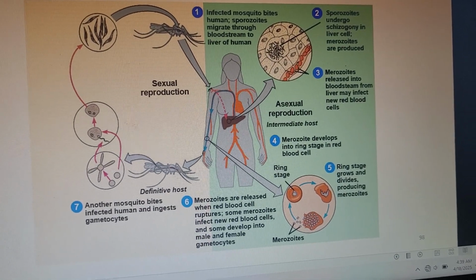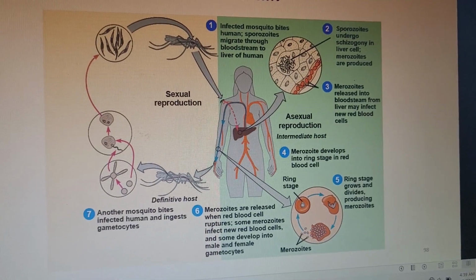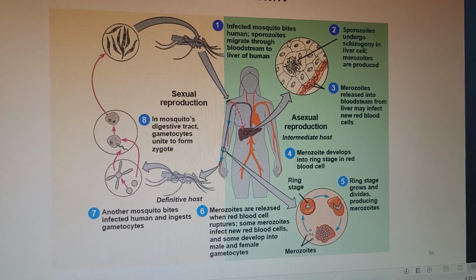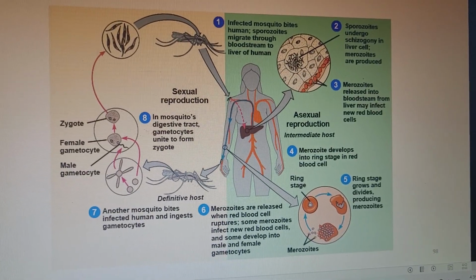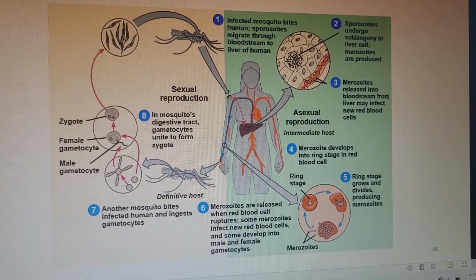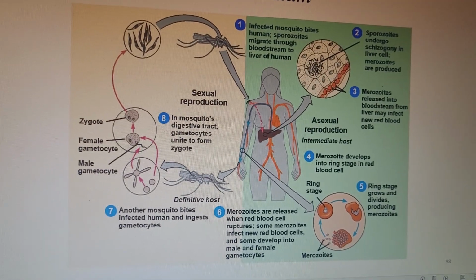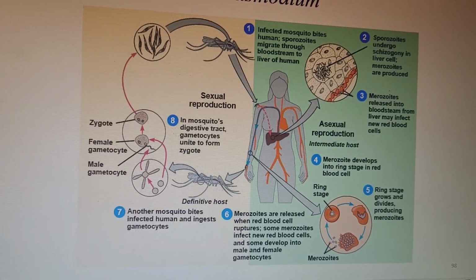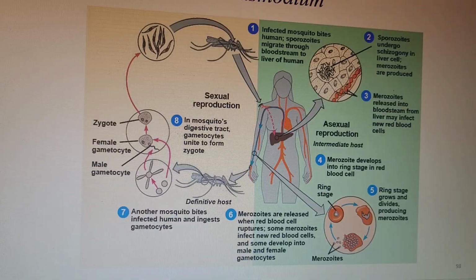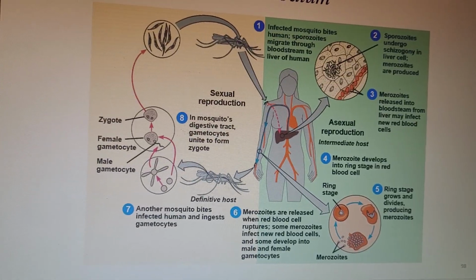Now we're entering the sexual reproduction. Sexual reproduction will continue in the mosquito, and the next stage takes place in the mosquito digestive tract. The gametocytes will unite to form a zygote, what we call the ookinete. You can see the male and female gametocytes will develop into male and female gametes, which will fuse to form a zygote, and this zygote is called the ookinete.